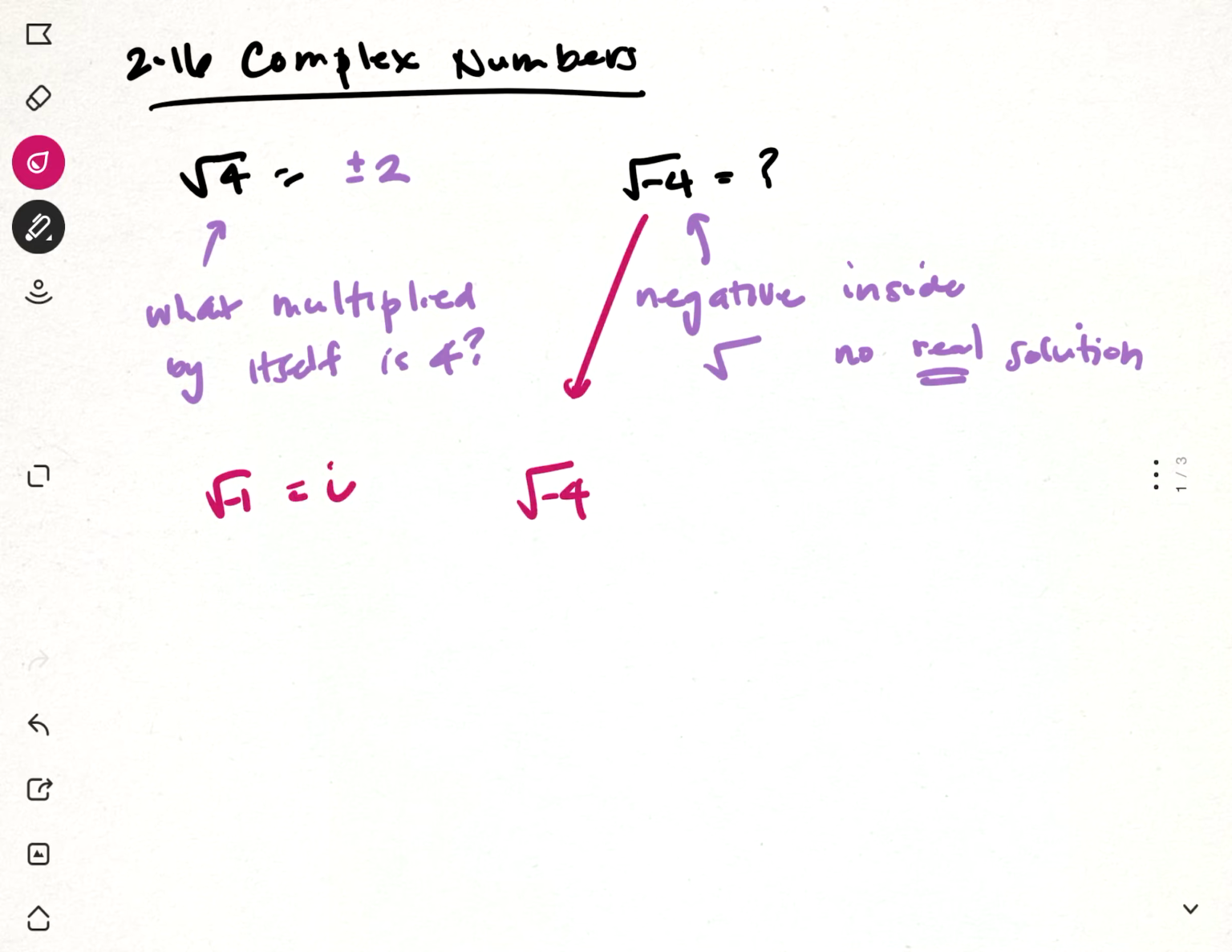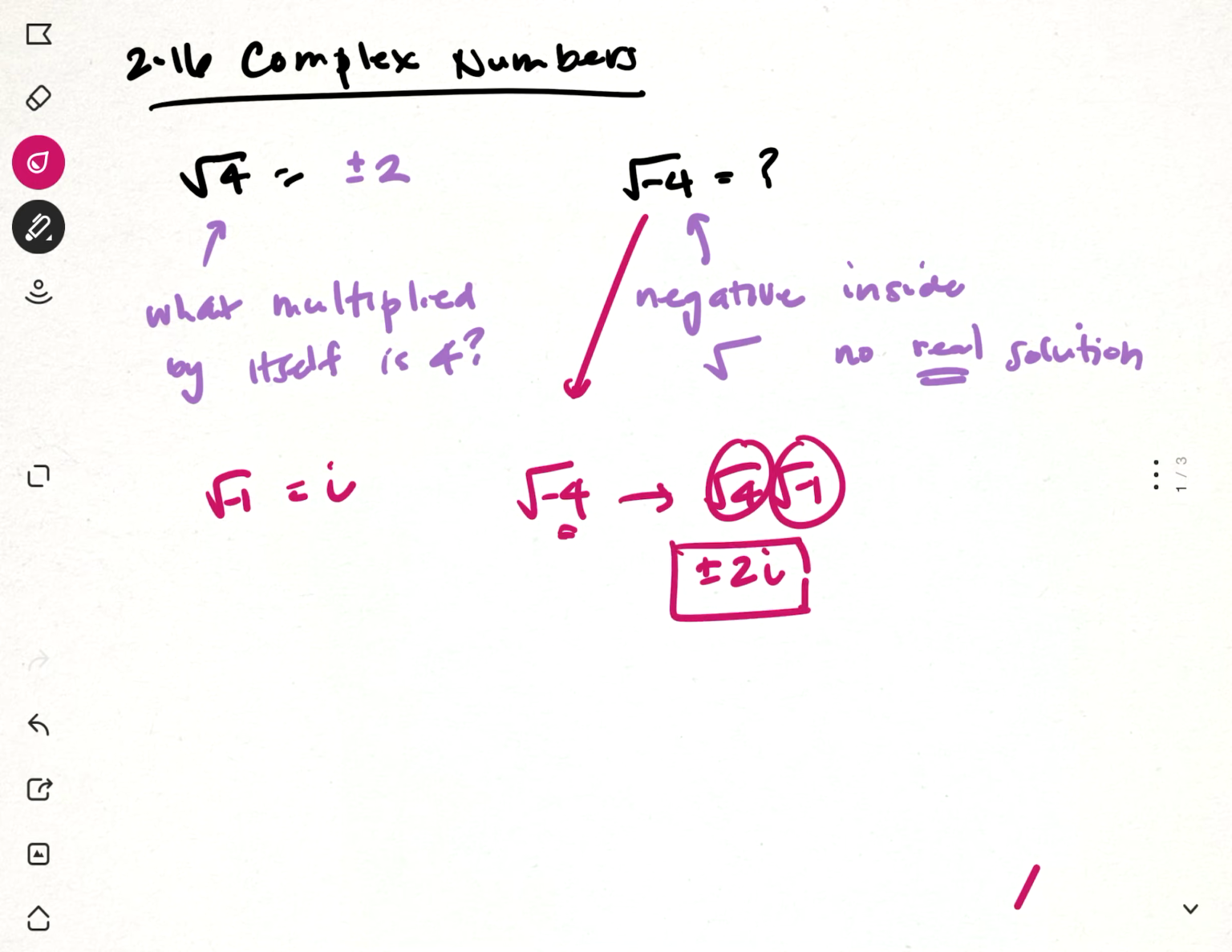So let's take the square root of negative 4. We can rewrite this as the square root of 4 times the square root of negative 1. We're just separating it into two multiplications, because negative 4 is the same thing as 4 times negative 1. Now we know that the square root of 4 is positive and negative 2, and then we're just going to replace any square root of negative 1 with i.